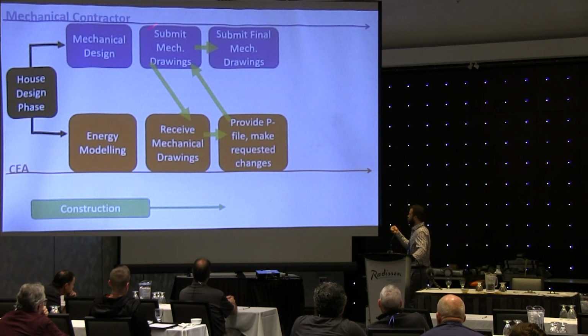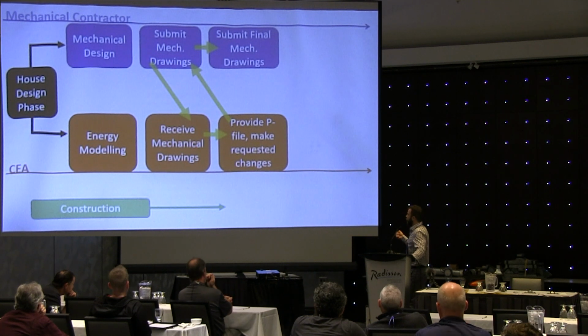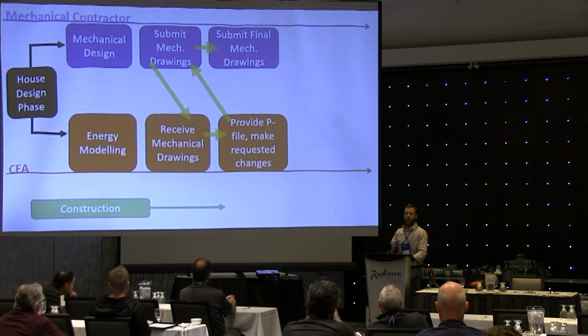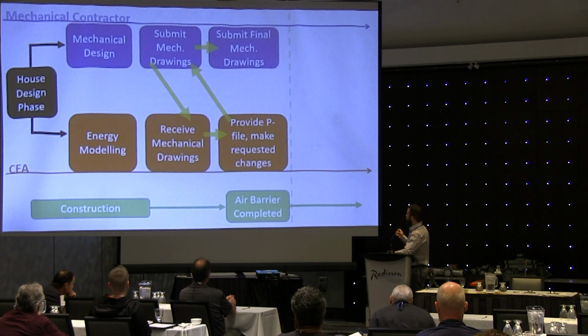The way I understand it is there's a little bit of a dance that happens here because depending on the mechanical system, that can change the energy modeling, which can in turn change the mechanical details. This is what we're talking about when we're saying the energy modeler says, you need a 95% efficient furnace. That's this little dance that happens. Once the mechanical gets finalized, then at that point, that's where the energy modeling can continue.